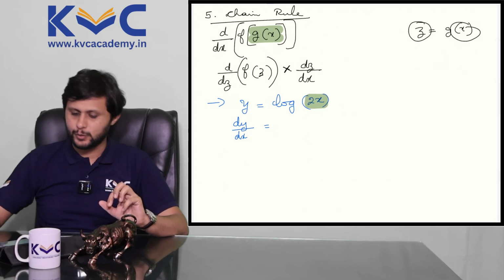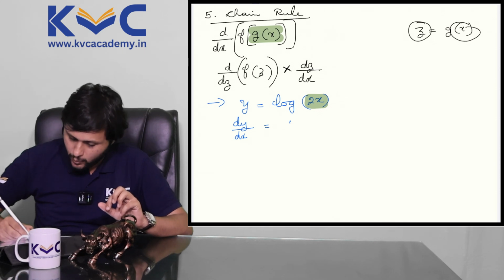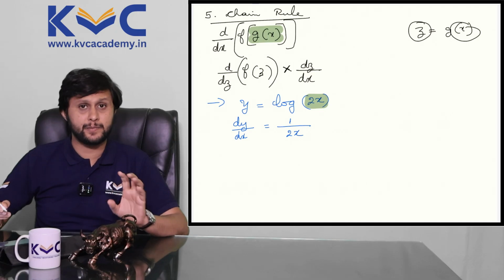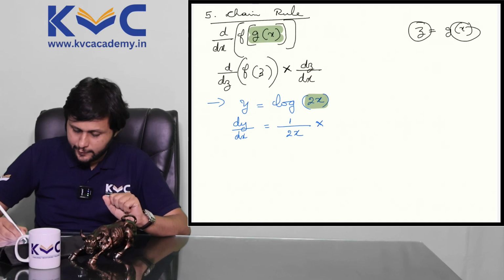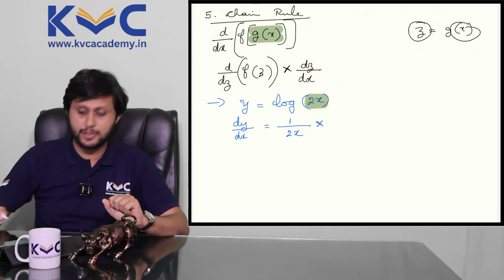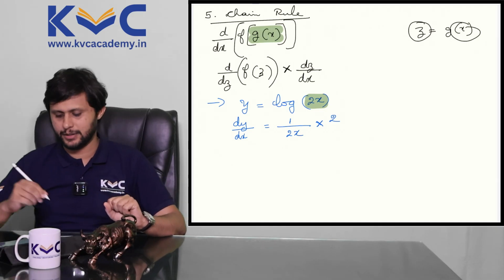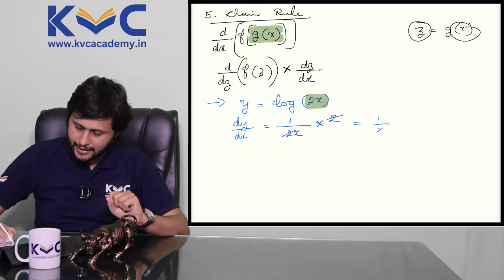Differentiation of log 2x. Differentiation of log x is 1 by x. So this becomes 1 by 2x. Instead of x we have 2x. Correct. Further, now we need to differentiate 2x. Differentiation of 2x is 2. That's the chain rule that I was talking about. Now 2 and 2 cancel, we get 1 by x.